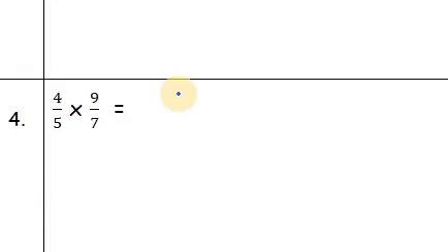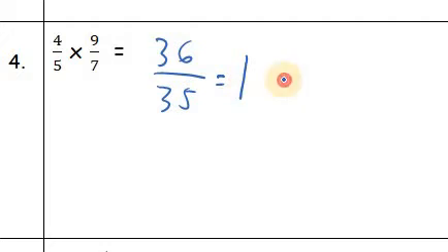Okay, I'll show you the next one. Now this one, 4 out of 5 times 9 out of 7. You can see again between 4 and 7 there's no common factor, and 5 and 9 also no common factor. So we just multiply. 4 times 9 is 36, and 5 times 7 is 35. Please remember, the answer should be in mixed number. So we have 1 out of 35. Okay, so that's it. This is already in the simplest form.